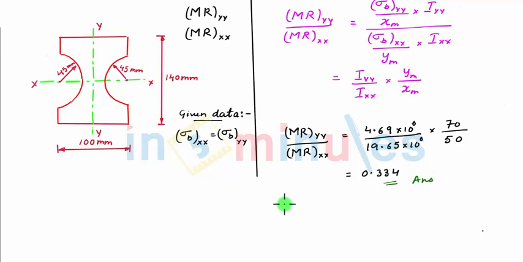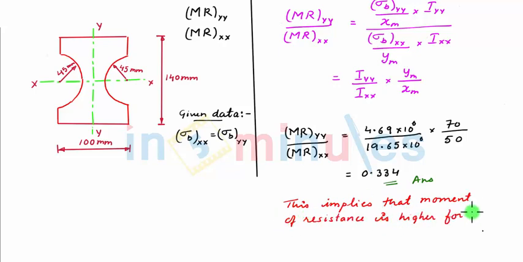If we analyze this, this implies that the moment of resistance is higher for bending in the XX plane than in the YY plane. With this, the problem is over.